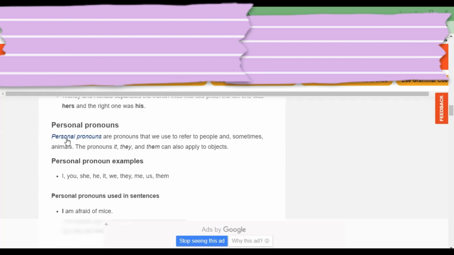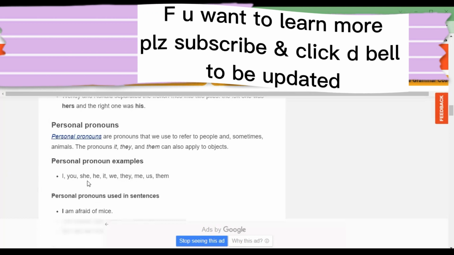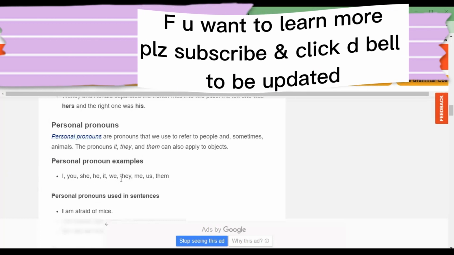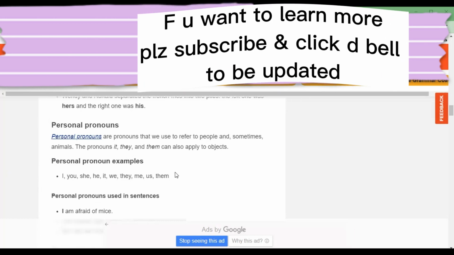Now let's move on to personal pronouns. Personal pronouns are pronouns that we use to refer to people and sometimes animals. The pronouns it, they, and them can also apply to objects. Examples are I, you, she, he, it, we, they, me, us, them.